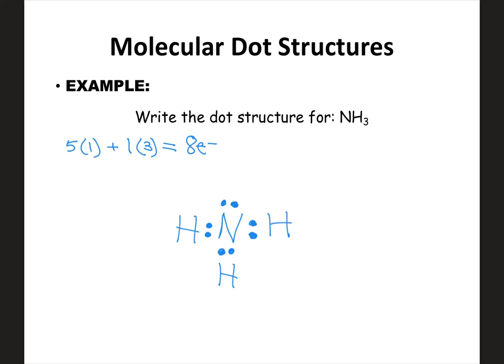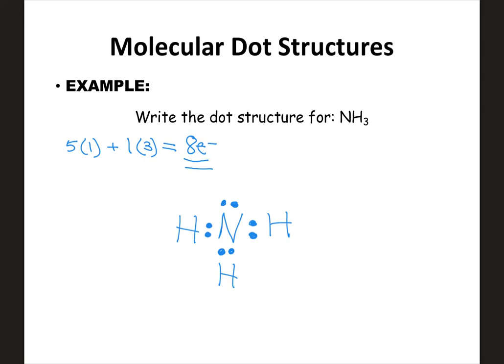So now that every element in our picture is happy, you always check that, make sure every element is happy, then total them up. See if they match that magic number that we said we needed from step 1. So if I count up the electrons, there are 8. That is the number we said that we needed, all right? So we are done. This is the dot structure for NH3.